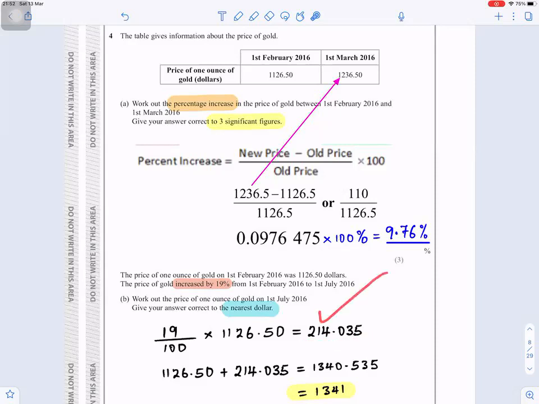So the 19% is 214.035. You add that to the original amount, so you get the new amount, 1340.535. And to the nearest dollar, the 0.5 would become 1. You round it up. So it's $1,341.